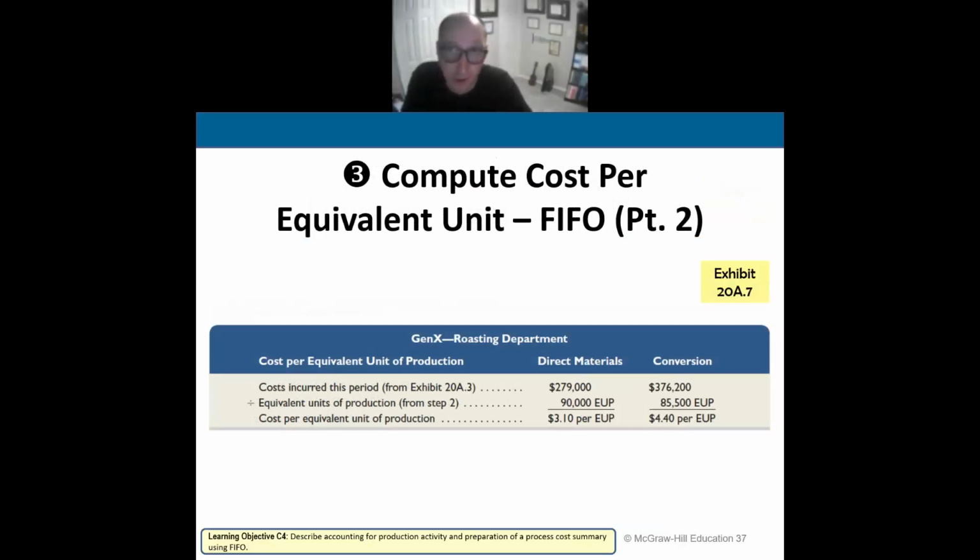The third step, of course, is to compute the cost per equivalent unit. To do that, we take cost during the period divided by the equivalent units of production to get the cost per equivalent unit of production. So total cost divided by equivalent units of production from the previous step equals cost per equivalent unit. So direct materials, $3.10. Conversion cost, $4.40 per unit.